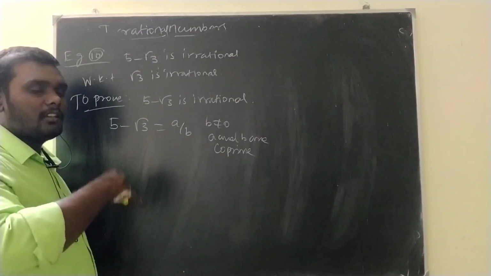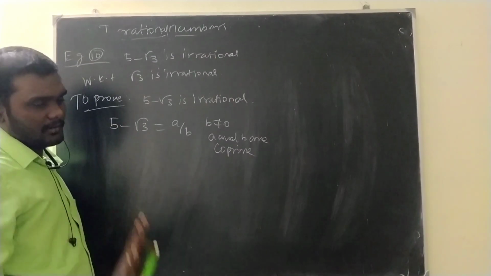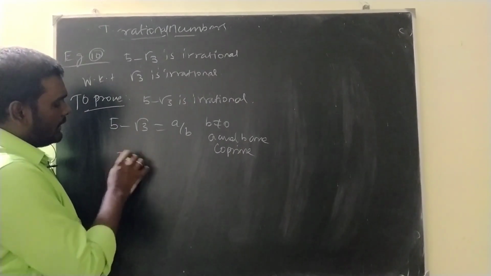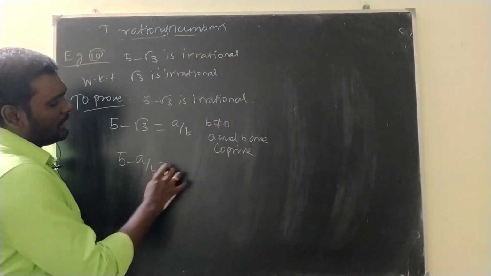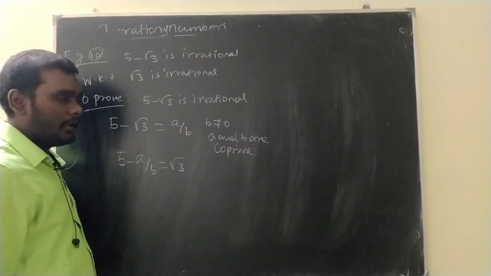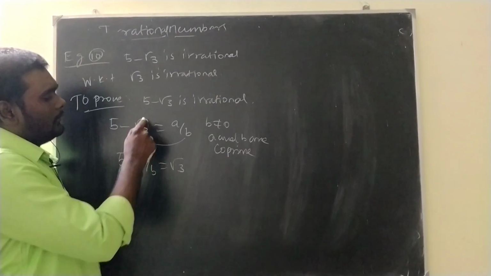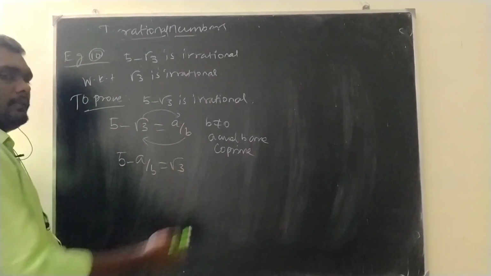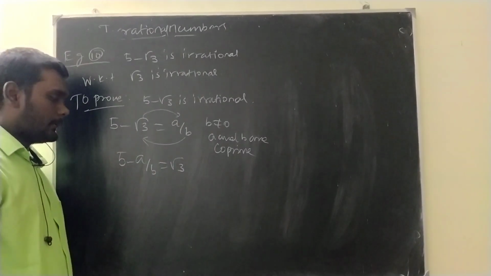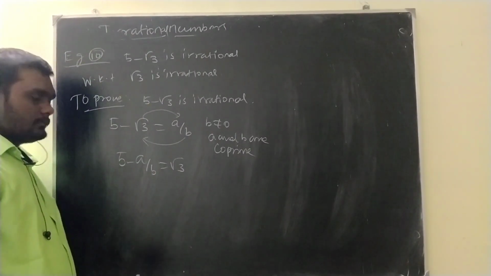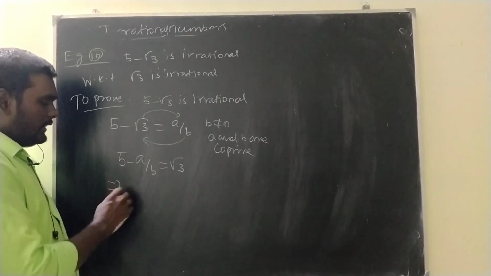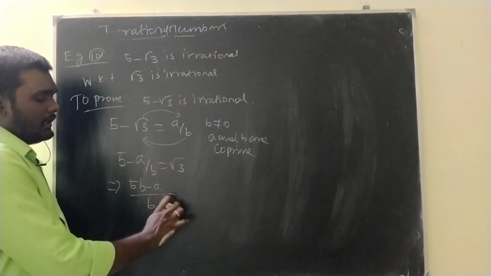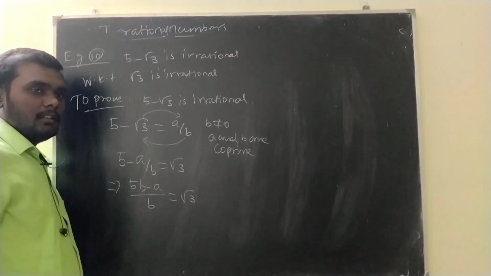Simply transpose everything to the other side except that irrational number. See, I am writing 5 minus a by b is equal to root 3. Is it possible to write? Transposing this over there, that over there. This comes negative, that goes with positive when you transpose. Now, this can be simplified as (5b minus a) by b is equal to root 3.